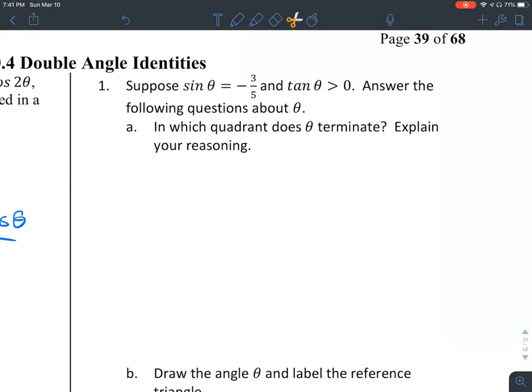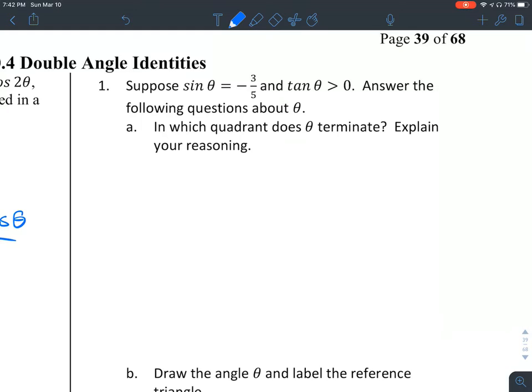Number one, suppose sine of theta is negative 3 over 5, and the tangent of theta is greater than 0. I'm having a hard time reading. And I'm going to sneeze again. Answer the following questions about theta. In which quadrant does theta terminate? In other words, where's the terminal side? Explain your reasoning.